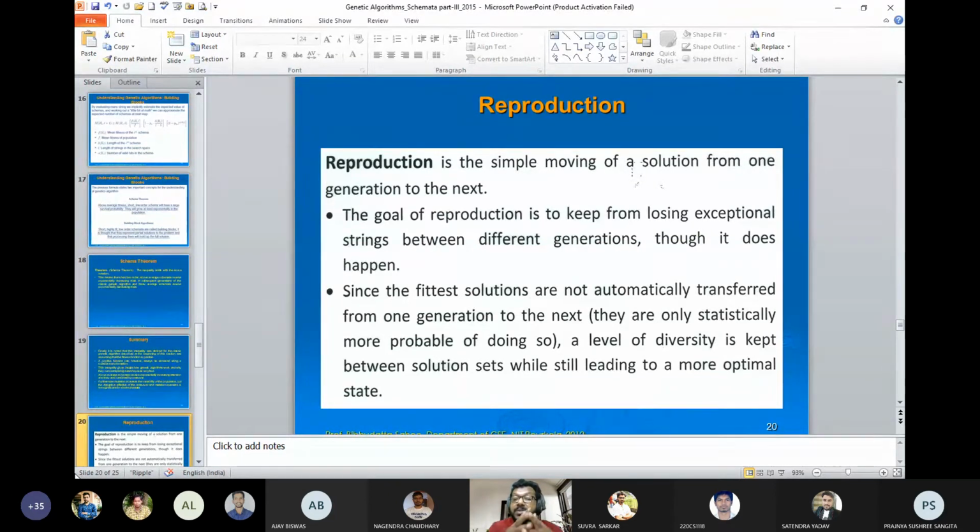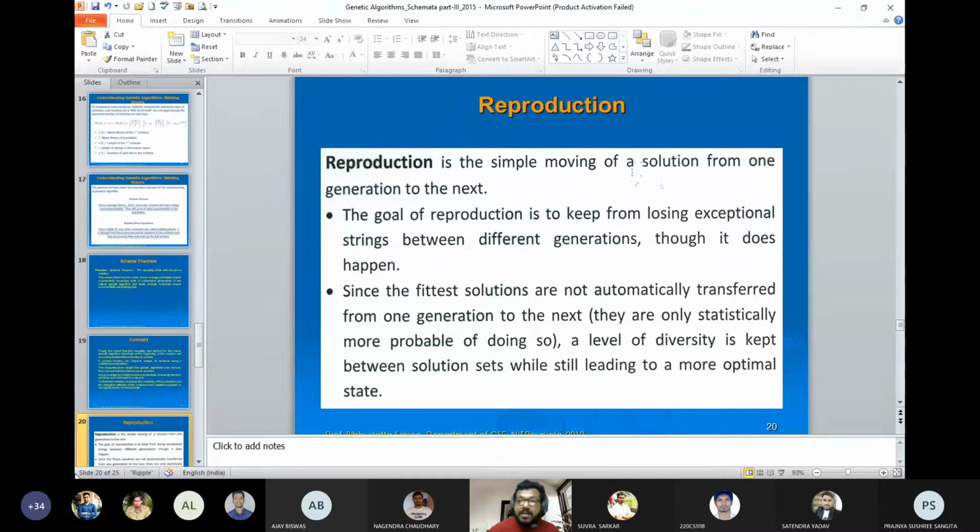Since the fitness solutions are not automatically transferred from one generation to the next, they are only statistically more probable to be. A level of diversity is kept within the solution set while still leading to a more optimal state. That is also possible with a constant or a measure like schemata. Otherwise, in the process of reproduction, you may lose that information, move far away from the solution, and never get the solution.